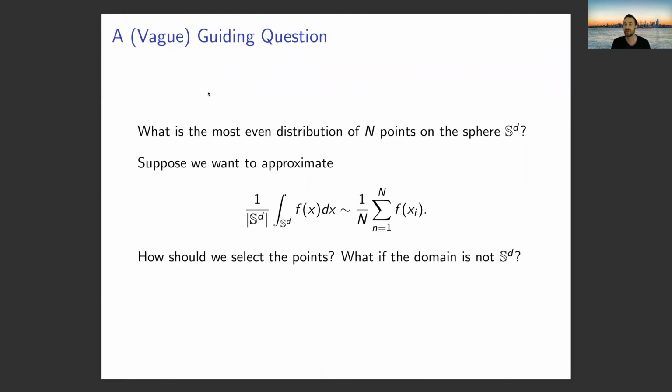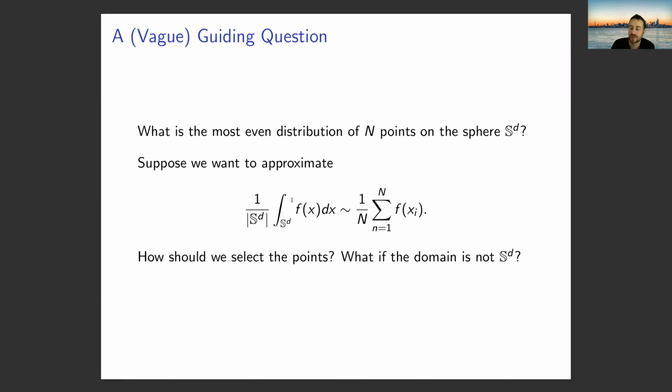So here's a vague question that I like a lot, because you can think about it for a really long time. If someone wants you to put n points on the sphere, how should you do it in the most regular way? I'm very vague on what the most regular way means, but suppose you want, for example, that the average value of functions evaluated in these points is roughly the integral. What do you do? This question is already very difficult on S2. And let's stay with S2.